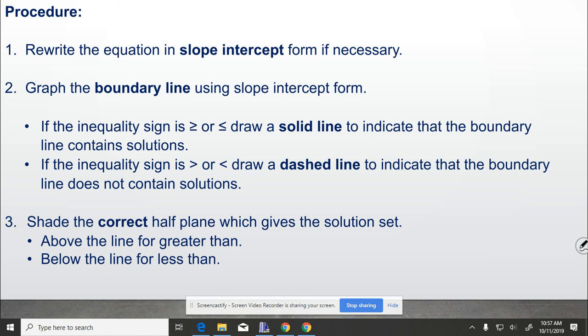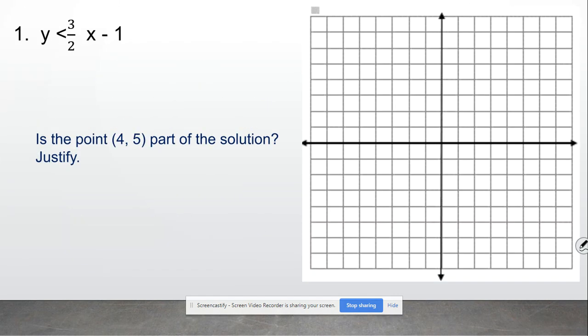Then, if the inequality sign is just greater than or less than, draw a dashed line to indicate that the boundary line does not contain solutions. And third, shade the correct half plane, which gives the solution set. Above the line for greater than, below the line for less than. And you'll see what I mean as we get working. So let's take a look at some examples.